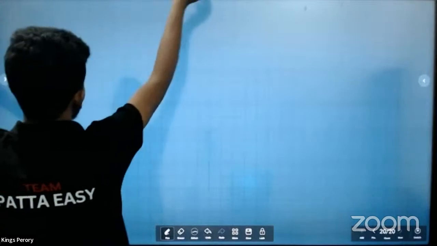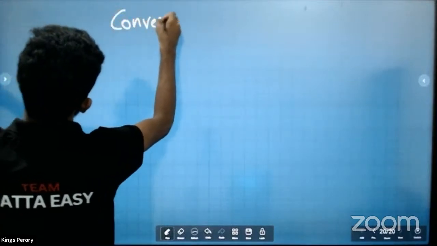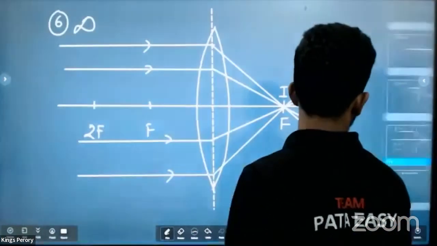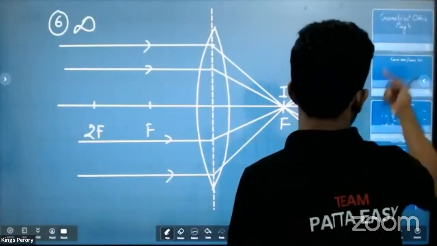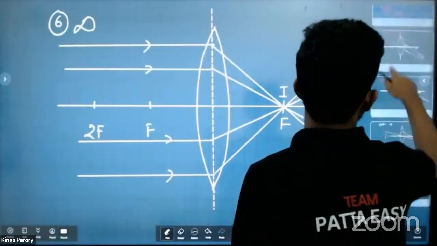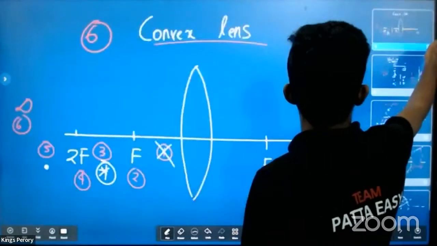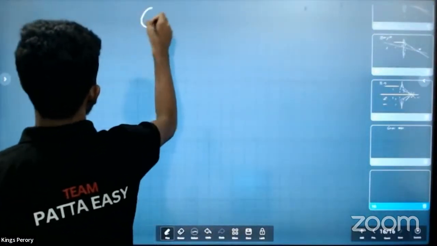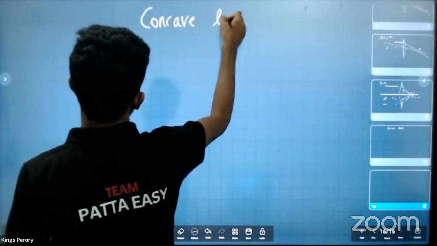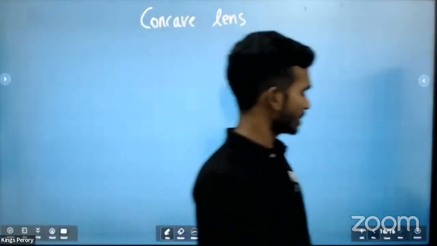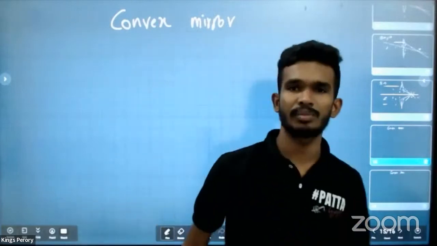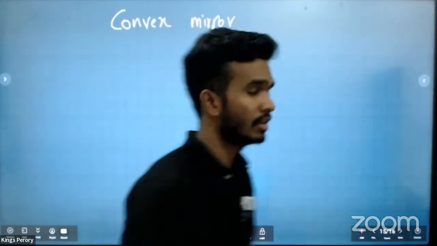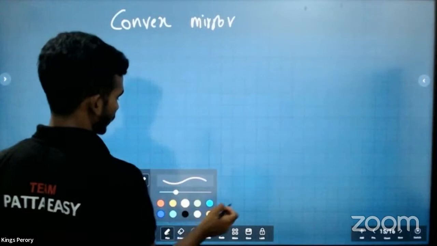What is remaining? Concave mirror over, then convex mirror is remaining, and under lenses, concave lens is remaining. These don't have a lot of ray diagrams. Only one ray diagram. Convex mirror, one ray diagram. Concave lens, one ray diagram. That's it. We'll quickly draw for convex mirror.